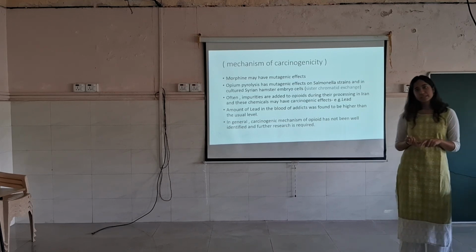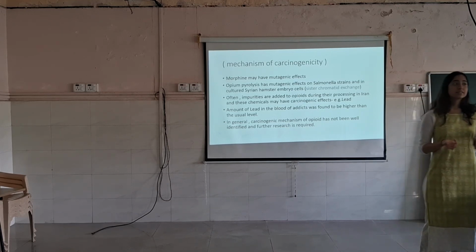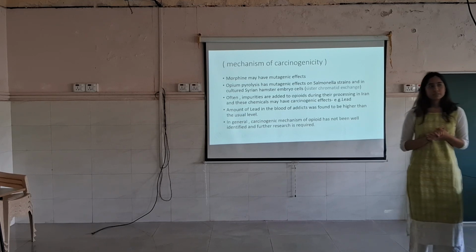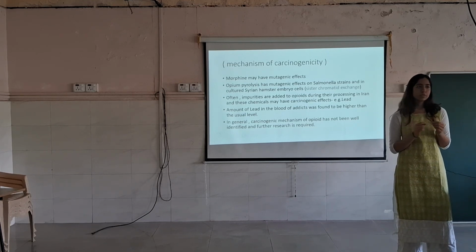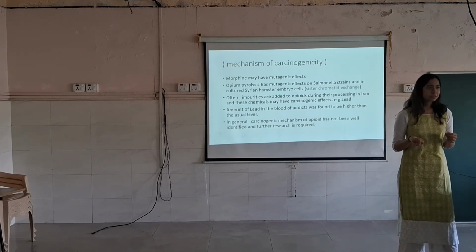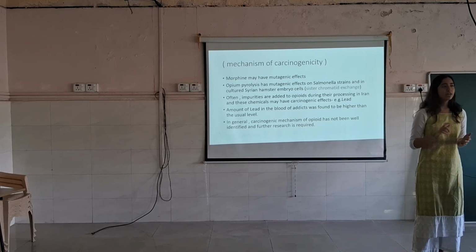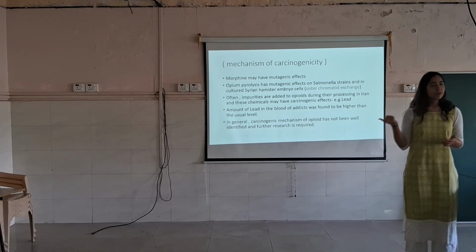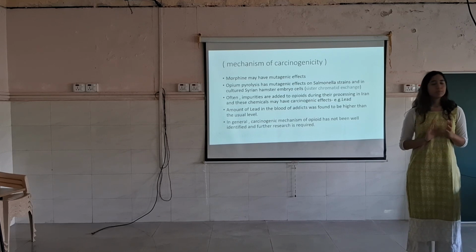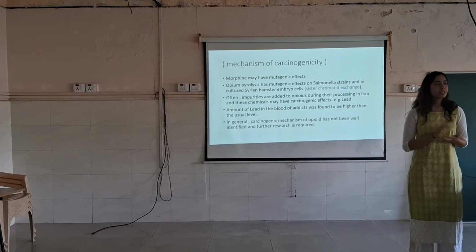Secondly, it may be that the opium is not causing the cancer, but in certain places, the opium that they consume in itself has impurities and additives. And it may be that those additives are causing the cancers. For example, they found that the amount of lead in the blood of addicts was a lot more as opposed to the usual.